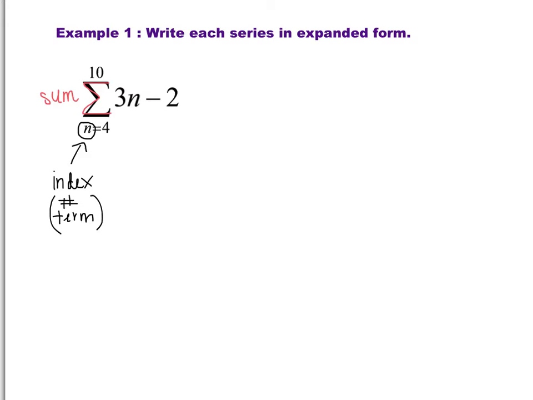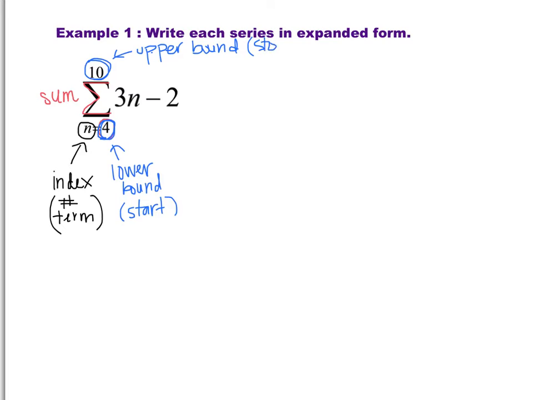And then this number here, I should switch colors, is called the lower bound. It's where we're going to be starting point. And this number up here is the upper bound. It's going to be our ending point. Upper bound. So that's where we're going to stop. Okay, and then here is going to be the formula given that's going to help us generate the terms of the series.